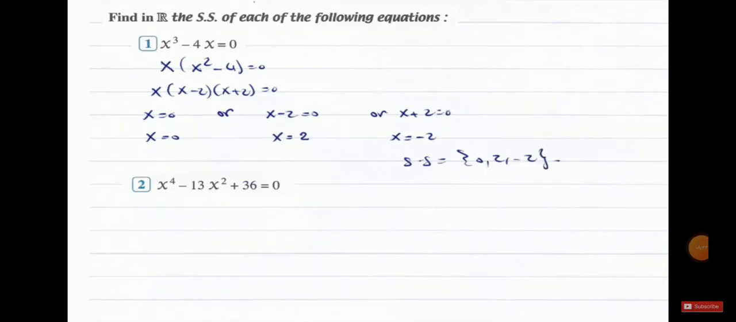Another example, x³ - 4x = 0. We take x as HCF with the lowest power, x power 1. Then x(x² - 4) = 0. As we see, x² - 4 is the difference between squares. Then x(x - 2)(x + 2) = 0. Then maybe x = 0, or x - 2 = 0, then x = 2, or x + 2 = 0, then x = -2. Then the SS equals {0, 2, -2}.